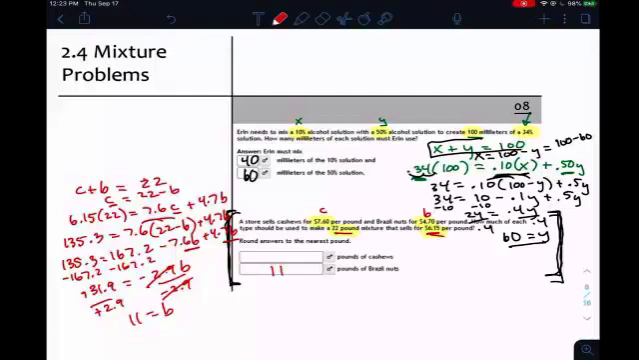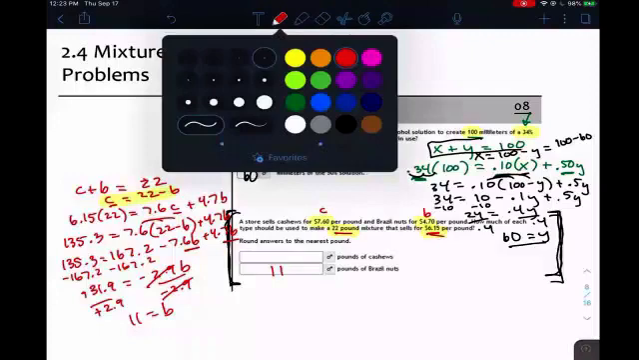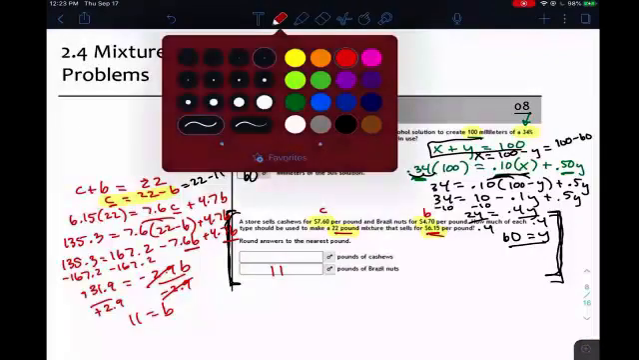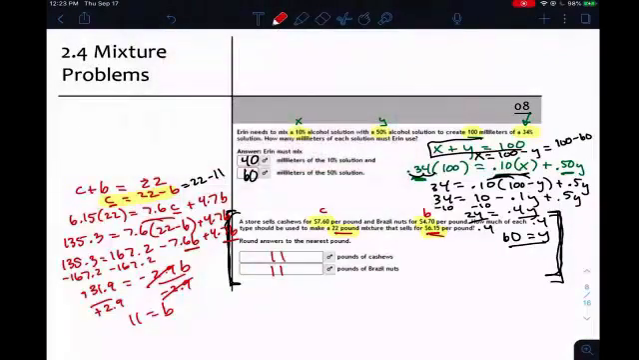And then I can bring that right back up to this location, and I can substitute in 22 minus 11, and that's going to give me my remaining pounds of cashews, which will also, in this case, be 11. Those may not be the same. They may be different values. In this particular case, they wound up being the same.